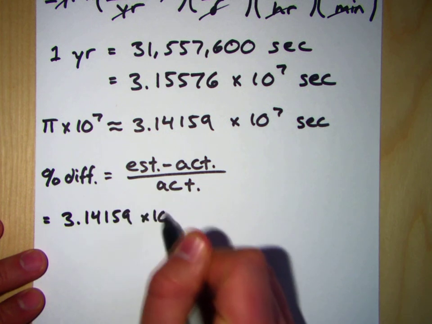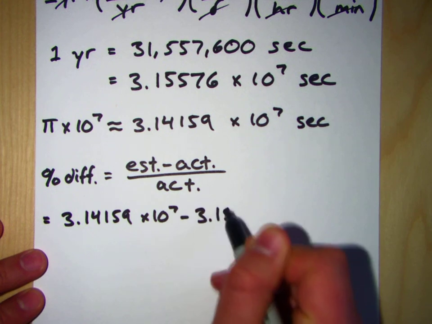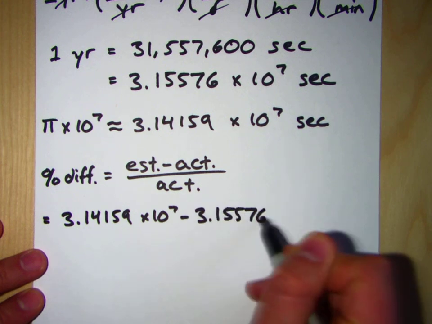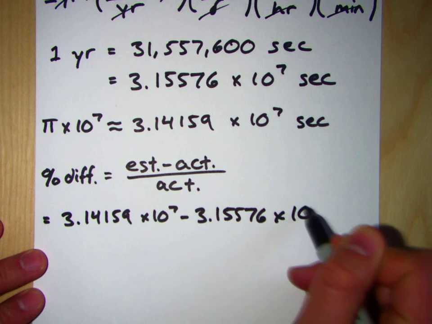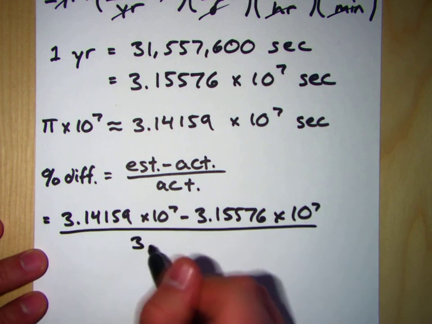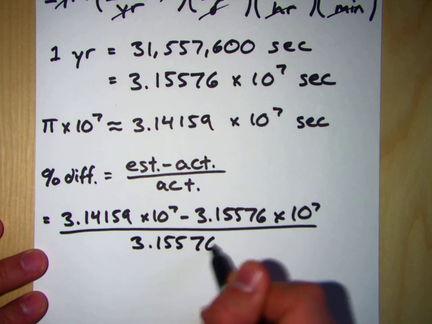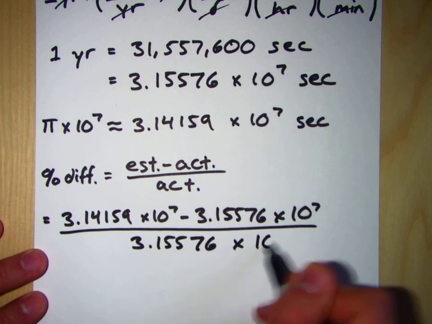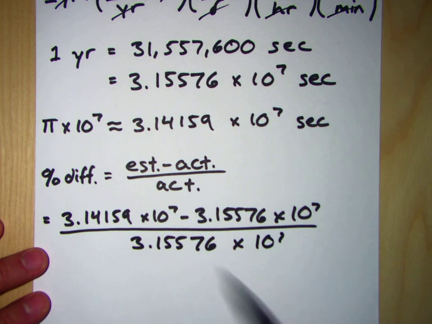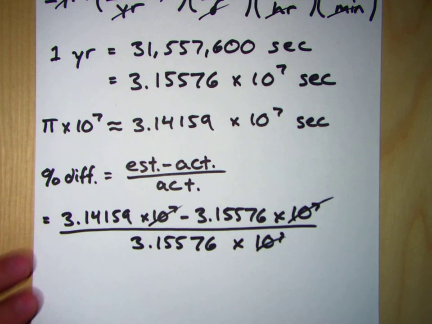Now in this case, that's going to be equal to 3.14159 times 10 to the 7th minus 3.15576 times 10 to the 7th, divided by 3.15576 times 10 to the 7th. The good news is the 10 to the 7ths all cancel out, so you don't even really need to worry about that.